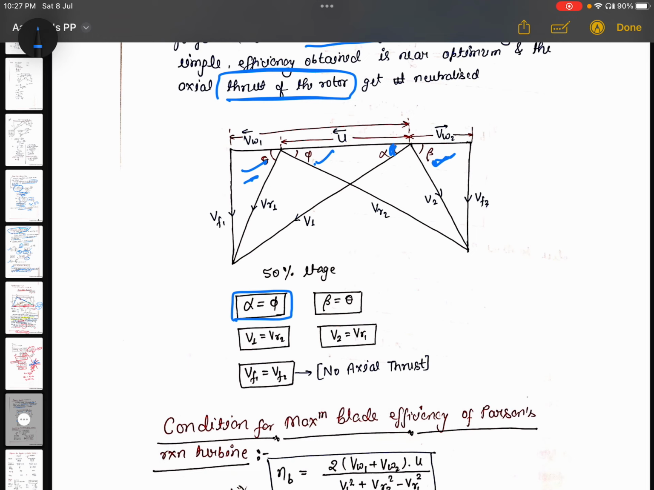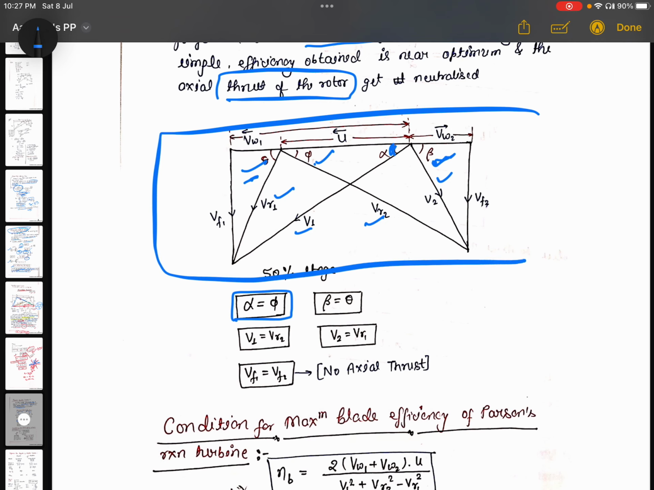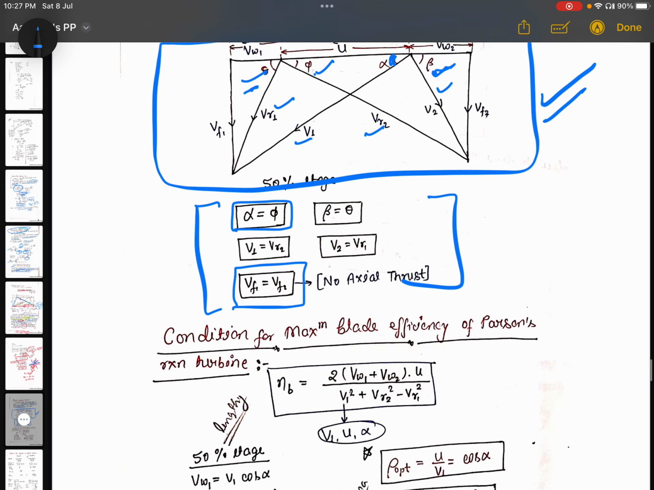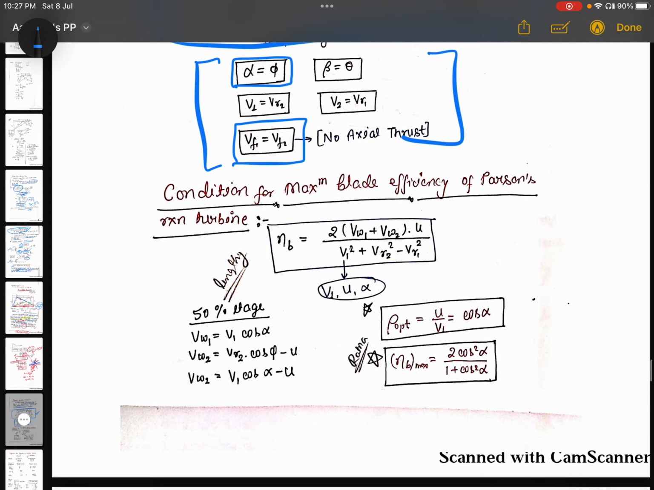Okay, and here V1 is equal to VR2 and VR1 is equal to V2. Like this, from the symmetry we can relate these relations. First draw this diagram and try to find out this reason. And now Vf1 is equal to Vf2, so there is no axial thrust we are getting.